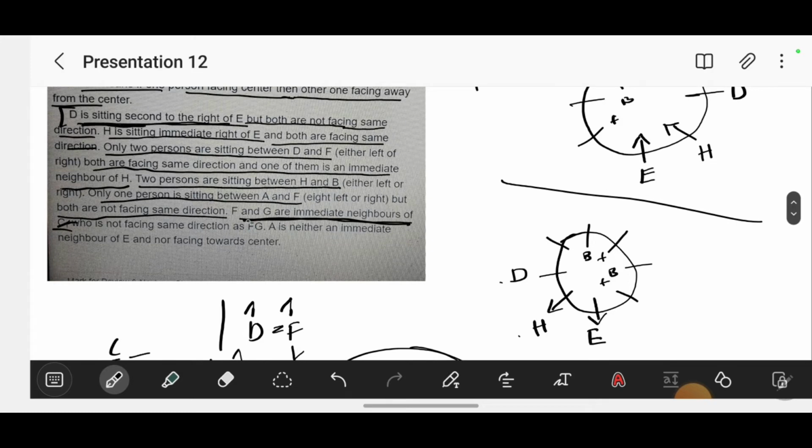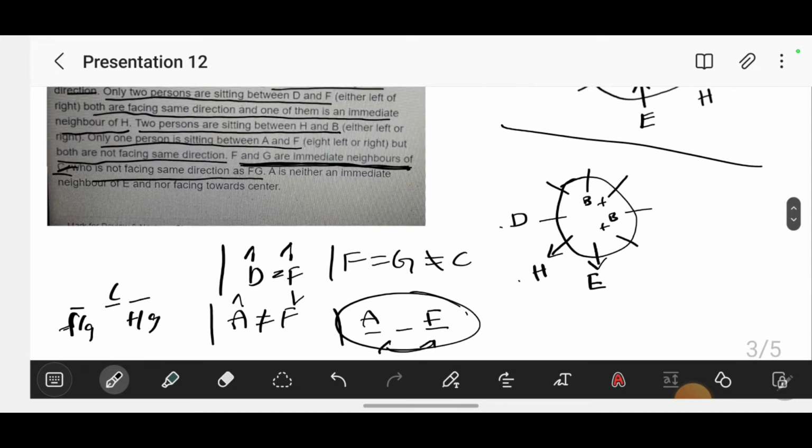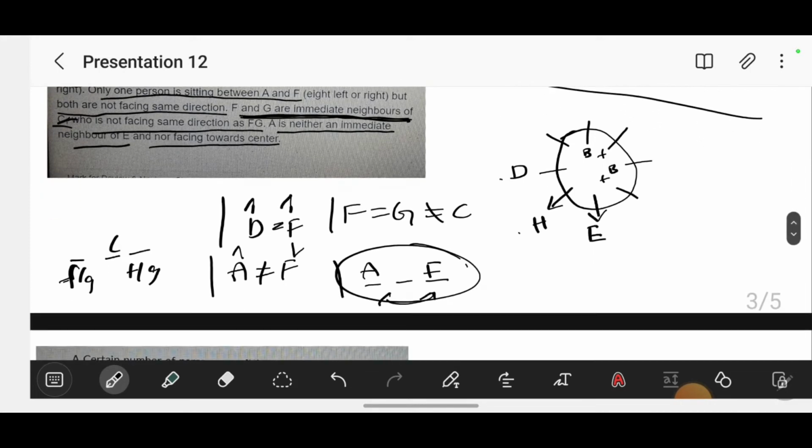See this: F and G are immediate neighbors of C, and C is not facing the same direction as F and G. That means F and G face the same direction, but C faces the opposite direction of F and G. Next, A is neither an immediate neighbor of E nor facing towards the center. He is saying A is facing away from the center. That means A faces away from the center.